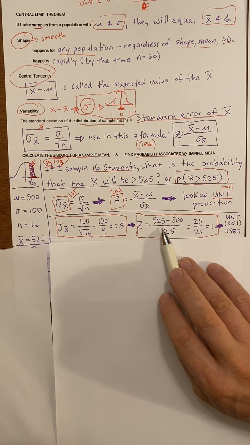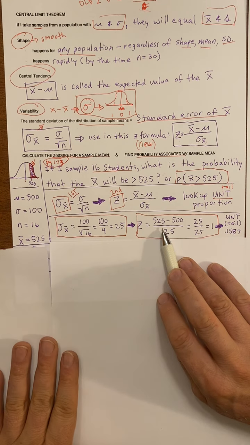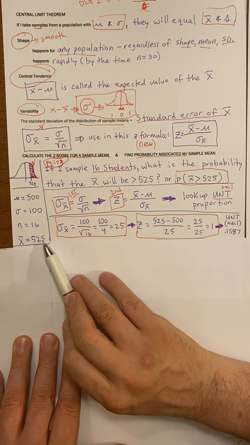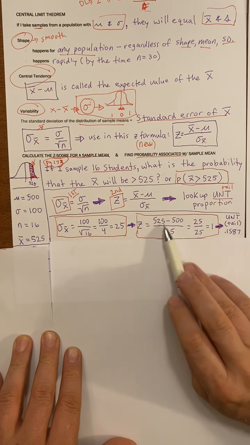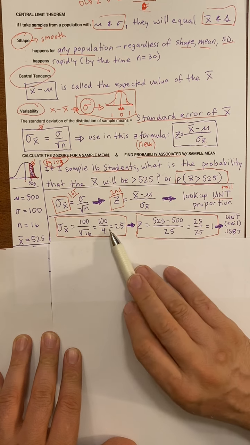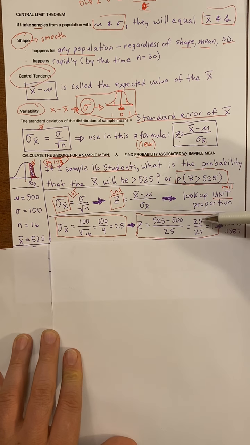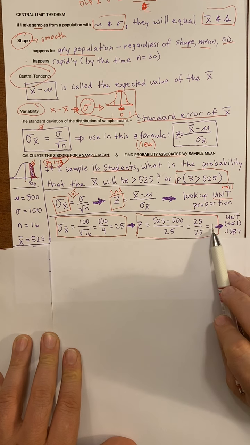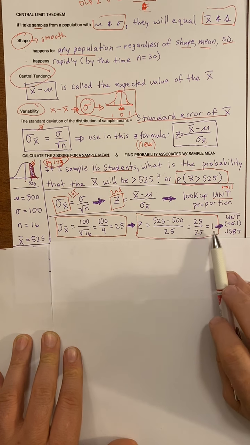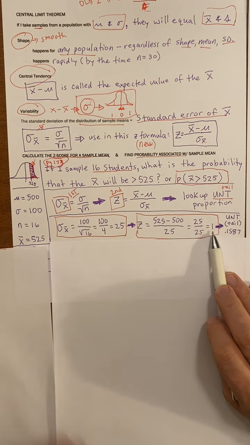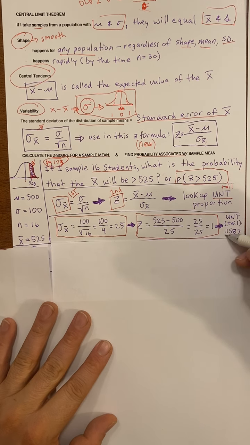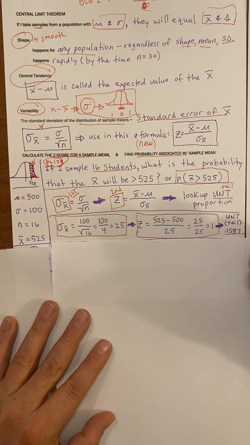We calculated it so that in our z equation, we now have the standard error that we need. Remember that the numerator part of the formula is your x bar minus your mu. So that's 525 minus that 500 over that standard error of 25. So that reduced to 25 over 25, or a z unit of 1. Now that I know my z unit of 1, I go to my unit normal table, look up the tail section, and I see that I've got that 0.1587.